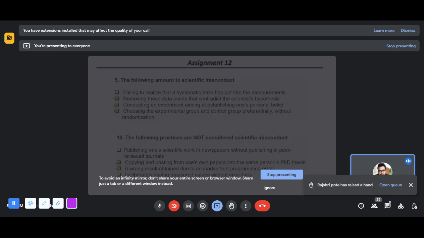And the final problem is deliberately stating measured values without error bars. Without error bars, you can understand that it's not valid. So this comes under misconduct. So the second and third options will not be considered scientific misconduct.